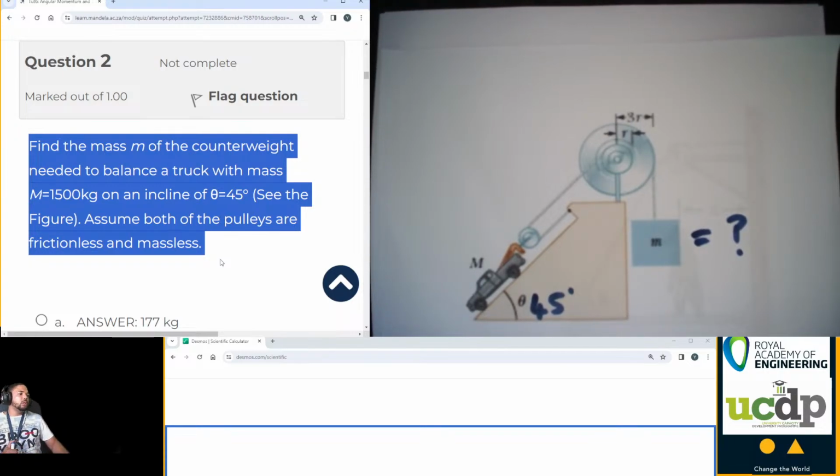Okay, so we need to find a mass in this case. This is the problem, by the way, that you're going to be asked to do.